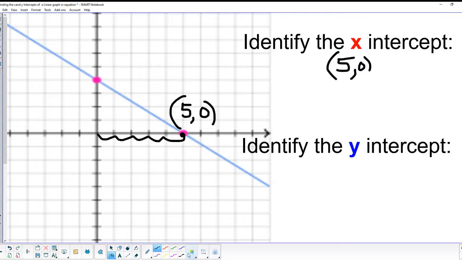How about the y-intercept? Let's look at that one. Well, that's up 1, 2, 3, 4. So the y value there is 4. So our coordinates are going to be (0, 4) for that point. Now when we write an equation in slope-intercept form and we write down the y-intercept, we only use the y value in that particular application.